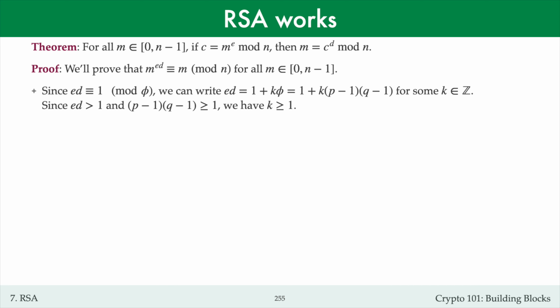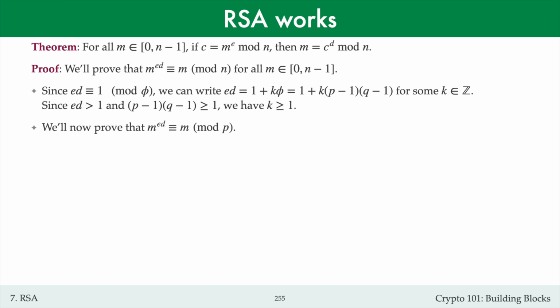We'll first note that since e times d is congruent to 1 modulo phi, we can write e times d as 1 plus k times phi for some integer k. Since e and d are both greater than 1, their product is also greater than 1. Thus, since p and q are at least 2, we have (p minus 1) times (q minus 1) is at least 1. It follows from this that k must be at least 1.